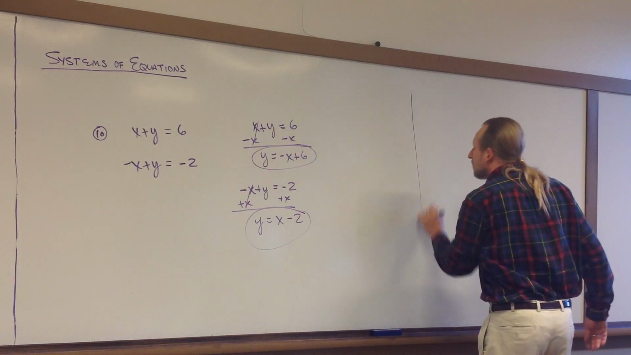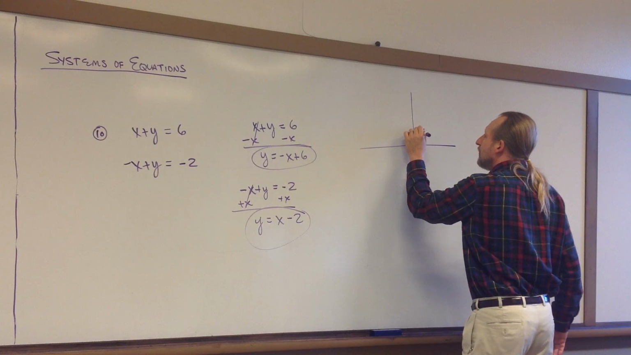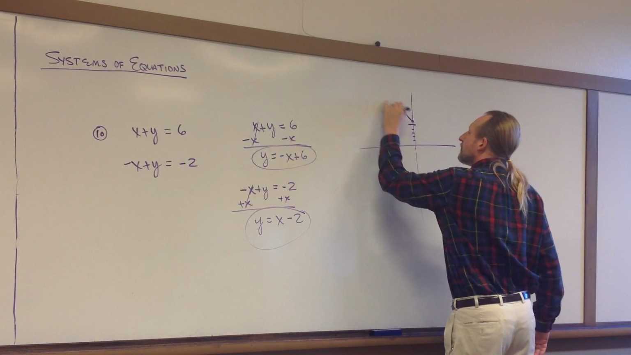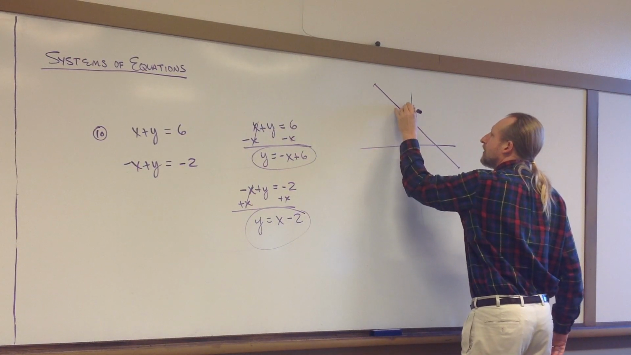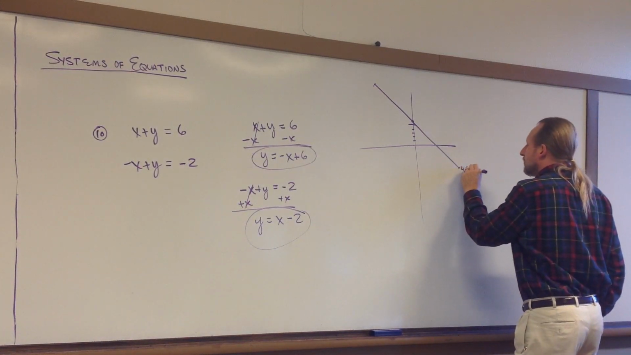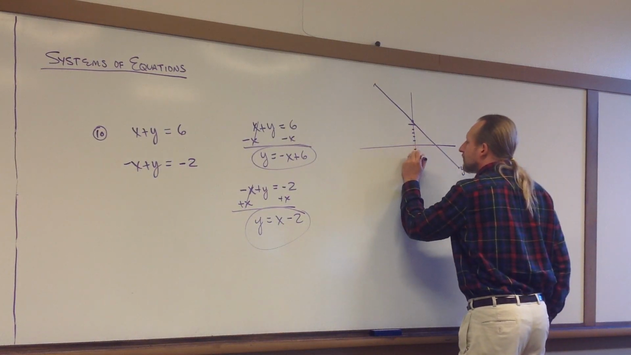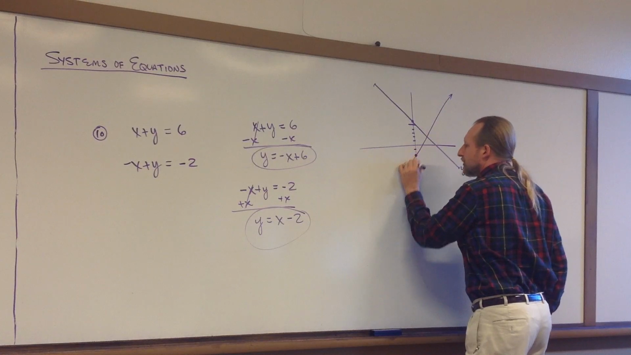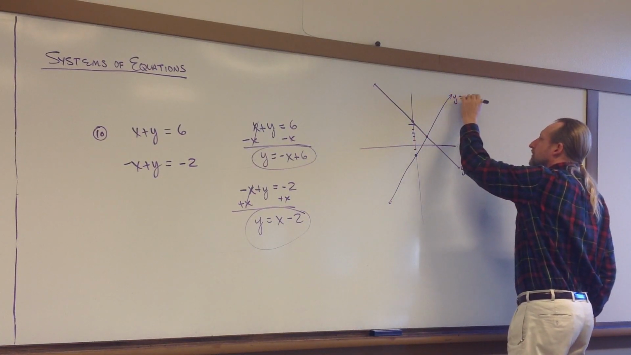All right. So let's see here. If I go up to positive 6, and then this has a slope of negative 1. So we go up 1, back 1, up 1, back 1, and so on. And that's y equals negative x plus 6. The other one, x minus 2, will start here. And there's our intersection point right there. This is y equals x minus 2.